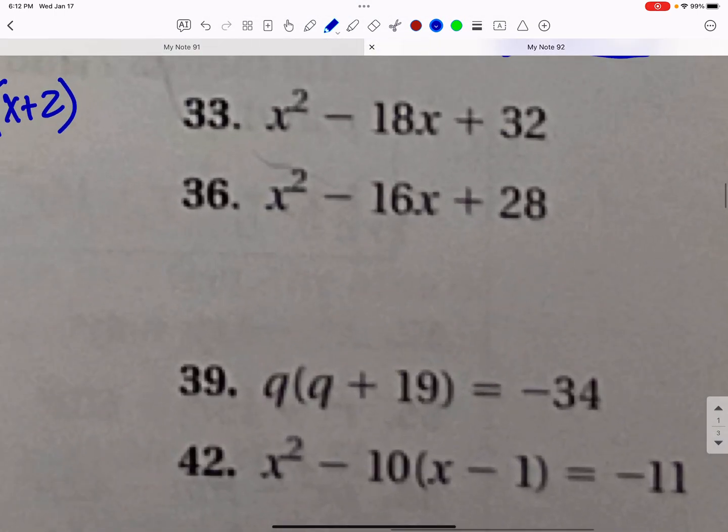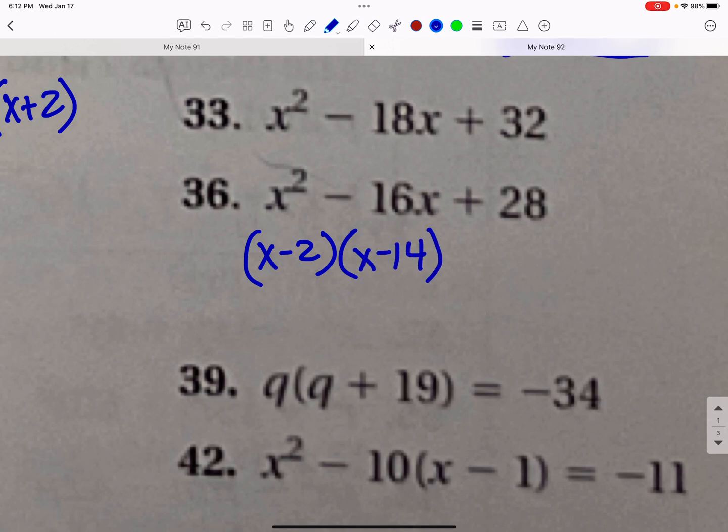36. X squared minus 16x plus 28. Let's go 7 and 4. No, 14 and 2. Okay, x minus 2, x minus 14. I knew they needed to both be negative. That's how we get a positive number when you multiply. And I knew they were both negative because they add to a negative number.